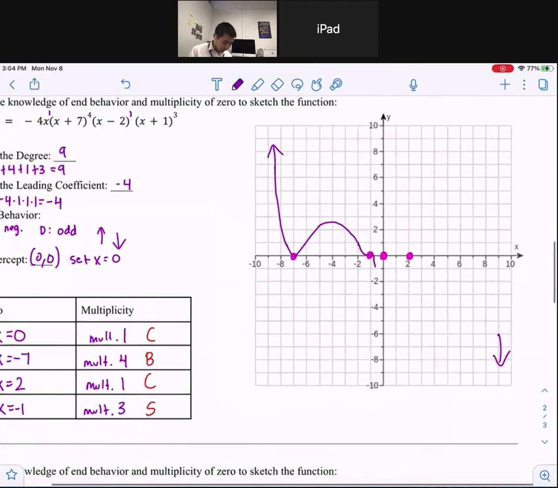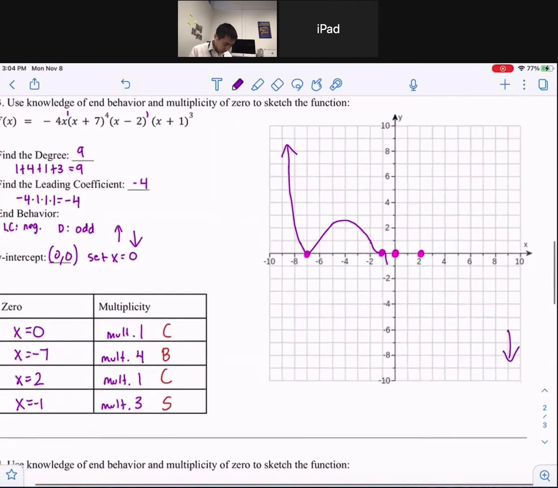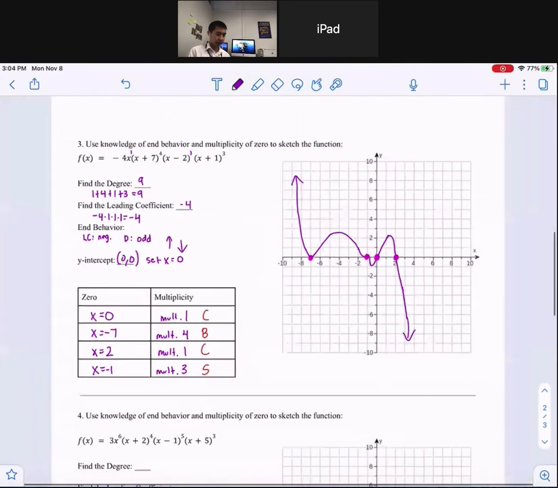Now you gotta bring it back, right? Because now we're approaching x equals 0, you guys, which is a cross. So you cross right through it. And then back at x equals 2, you guys, it's going to be a cross. So you cross through it. And your guys' graph should look something like that.